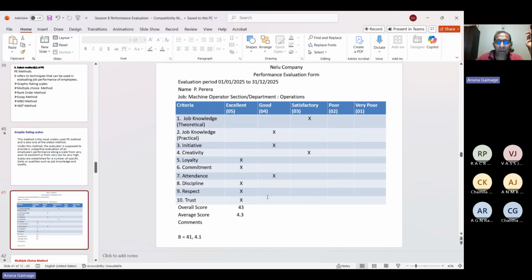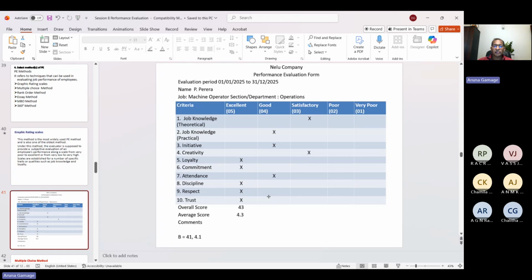I have given you a partial performance evaluation form for a particular employee. Nelu Company performance evaluation form, evaluation period January 1st, 2025 to 31st December 2025. Evaluation is made for a past period of time. Planning is for the future.